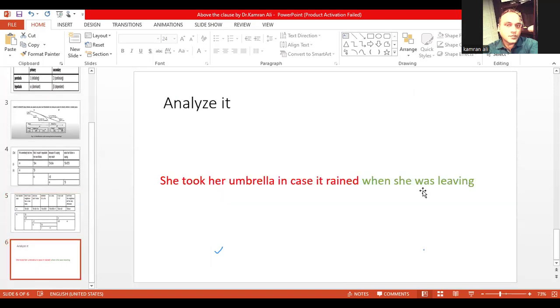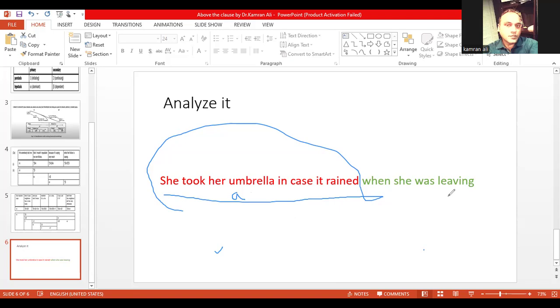Try to analyze this one. I'll give you some clues here. Let me use the annotation, and that probably would help you. You took her umbrella in case it rained. This whole thing is behaving like a constituent, right? So this can be termed as alpha. It's a big chunk, a part of the big chunk.